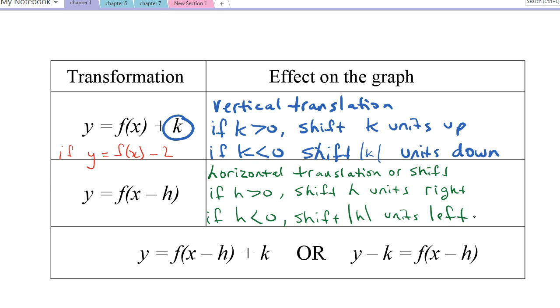Okay, so if we had y is equal to f of x plus 2, remember how we do it. We say, okay, if this is plus 2, then h is always equal to the opposite of that, so h would be equal to minus 2, and in this case we'd be shifting 2 units to the left.